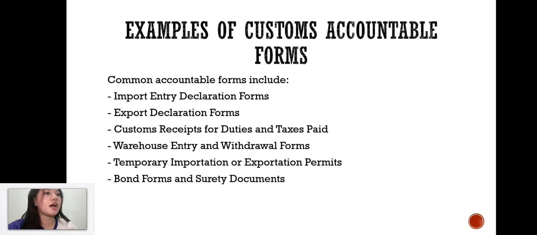Next is the warehouse entry and withdrawal form. These are used when goods are stored in or removed from customs bonded warehouses. Next one is the temporary importation and exportation permits. These permits allow goods to temporarily enter or leave the country under specific conditions. Next one is the bond and surety form. These documents guarantee compliance with customs obligations and payment requirements.